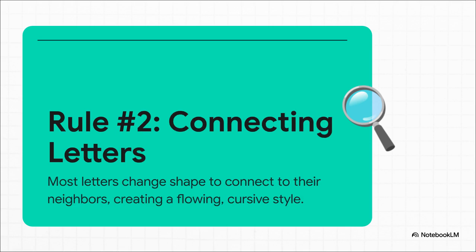Now for the second rule, and this one's a biggie. Most letters in Arabic actually connect to each other, kind of like cursive handwriting. This means a letter can look a little different depending on where it shows up in a word, at the beginning, in the middle, or at the end. But don't worry, this is not as complicated as it sounds.